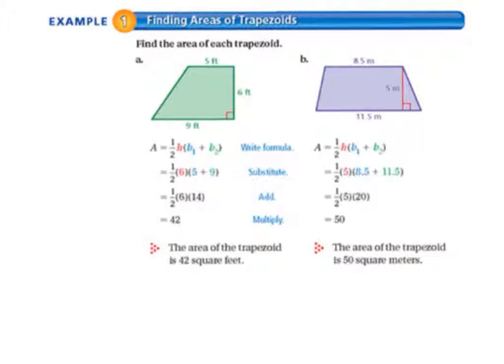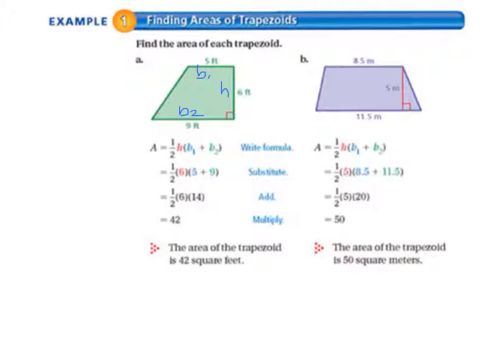Example 1, finding areas of trapezoids. Find the area of each trapezoid. Letter A, we have a height of 6 feet. We have base 1 of 5 feet. We have base 2 of 9 feet. So let's write our formula. Area equals 1/2 h times base 1 plus base 2.